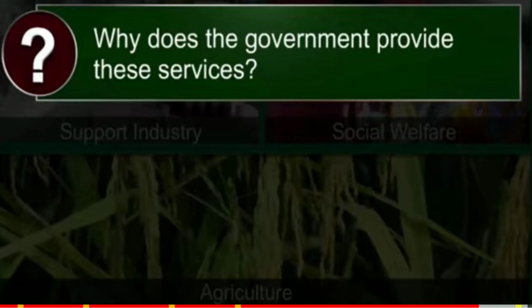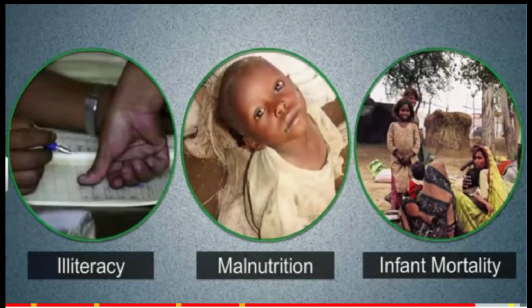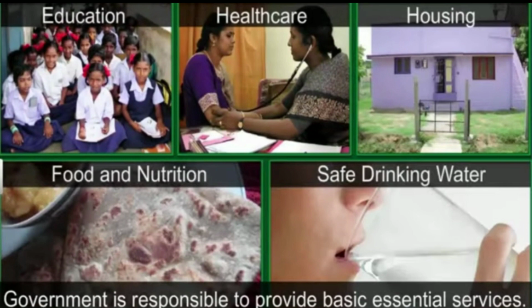However, why does the government provide these services and not the private sector? The answer is, even after 60 years of independence, illiteracy, malnutrition and infant mortality rate are serious problems of India. It is the primary responsibility of the government to provide basic essential services like education, health, food and nutrition and safe drinking water to all the people.